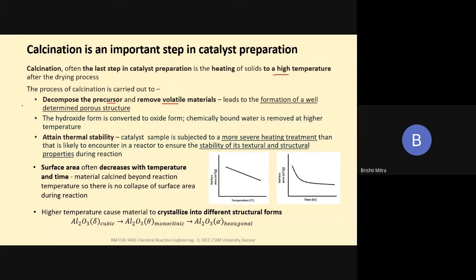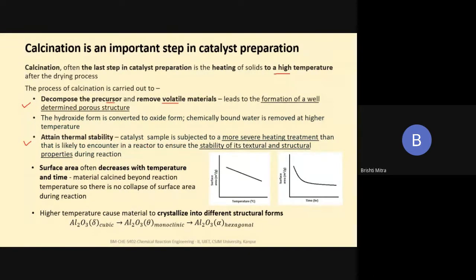The second reason why you carry out calcination is to attain thermal stability. Now let's explain what this is. When we are talking about thermal stability, we can start off by saying that the catalyst sample is subjected to a more severe heating treatment than it is likely to encounter in a reactor, to ensure the stability of its textural and structural properties during the reaction. So what does this mean?